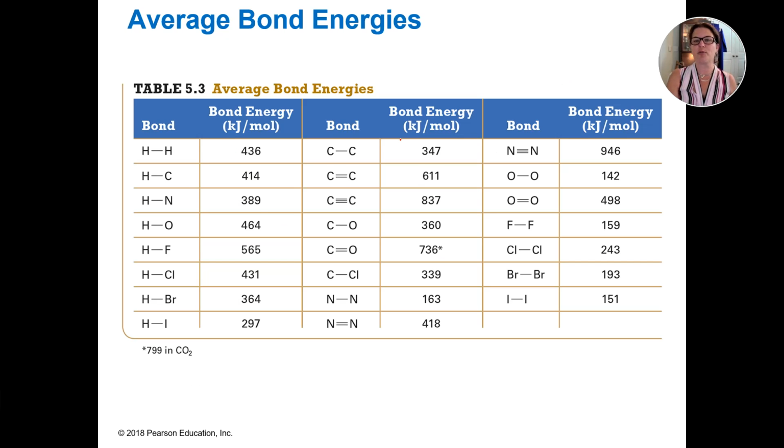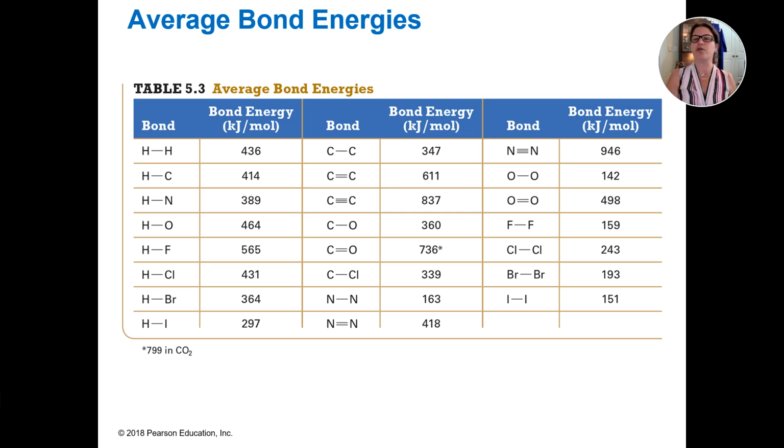So these are just average bond energies. You don't ever have to memorize these. You will always be given them on a test question or something like that. If it's a mini quiz and they don't give it to you, it's usually because they expect you to just look it up, because those are like book problems. So don't worry about that.